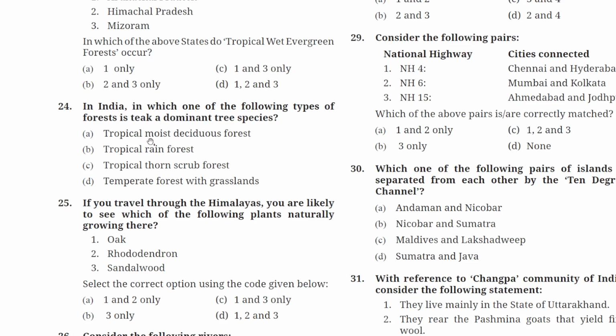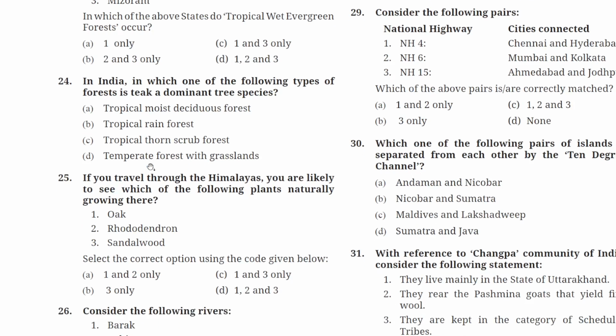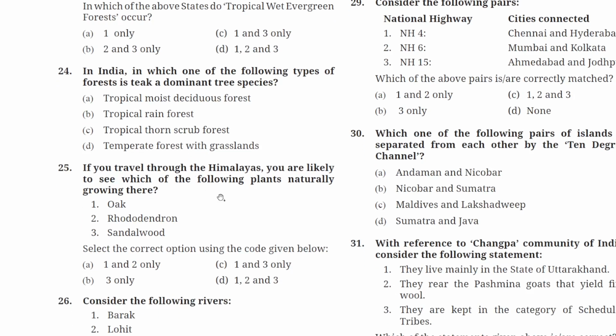Tropical moist deciduous forest. If you travel through the Himalayas, you are likely to see which one of the following plants naturally growing there? Okay, so oak is seen naturally, rhododendron is also seen, but sandalwood, no, it is not that common. Conifer species are widely distributed in the lower zones, and they largely predominate the temperate belt of the Great Himalayan National Park. Okay, white oak is seen, rhododendron is seen. That is very important. So the answer is 25, 1 and 2 only, A.